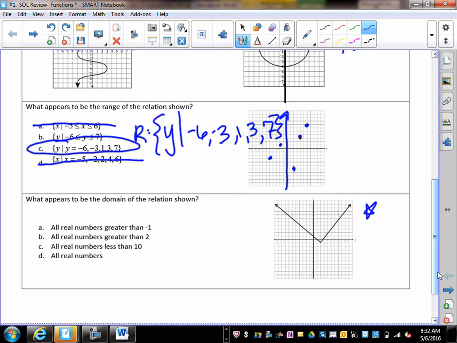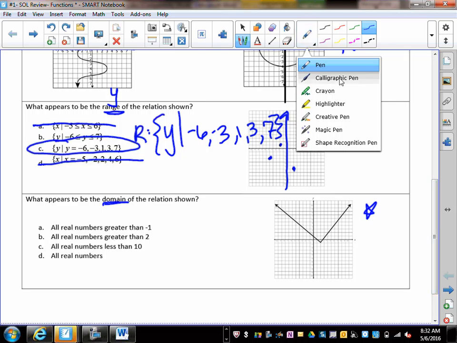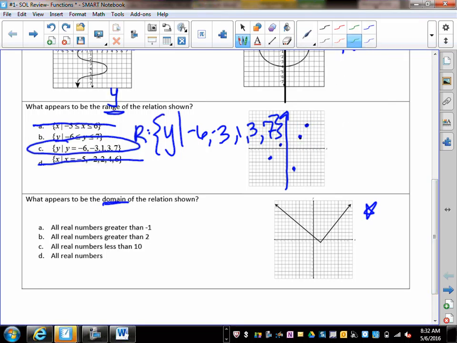Okay, so the next question says, what appears to be the domain? We said the range is our y values, so what's the domain? X values. Good. Now I'm going to look here. Do I have individual points? No. So I should not have a list like C was up here. Now, let's take a look at what we have. My x values go from left to right, and my y values are up and down. Well, what do we notice about our graph here? What do we notice about the ends? They have arrows. What does that mean it's going to do?